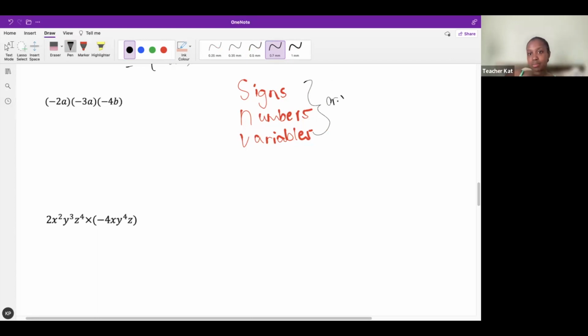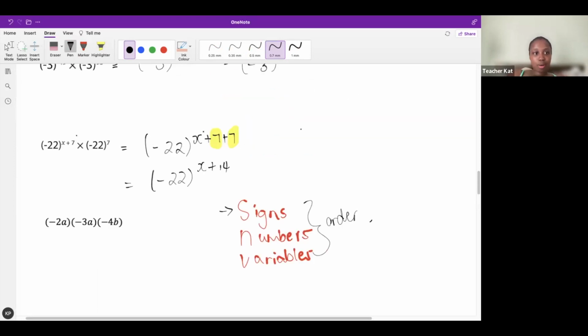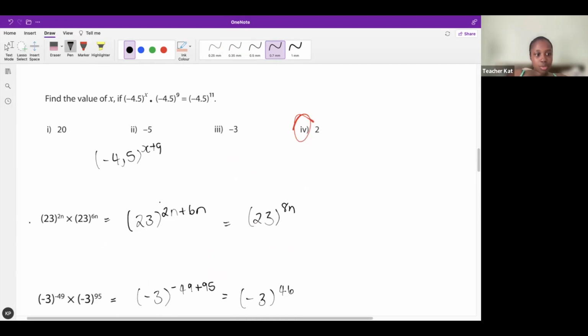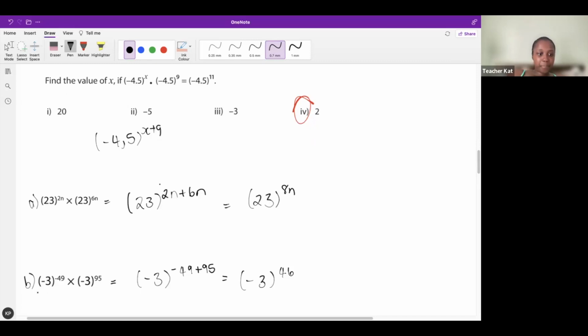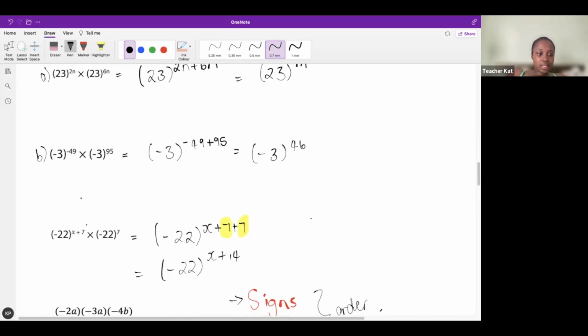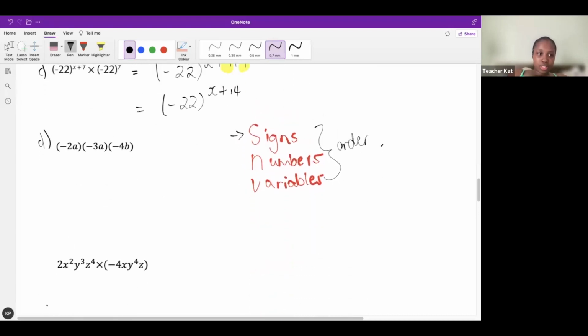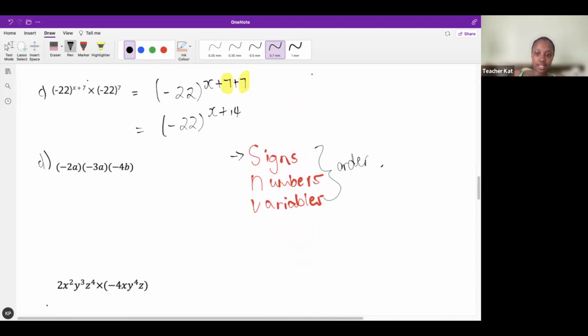So this is my order. Let's start with my signs. I should probably number these because they're just sitting here. So I'm going to number this A. This was B. This is C. This is D. Oh, we're on D. Let's see what D has for us. It has negative 2A times negative 3A times negative 4B.